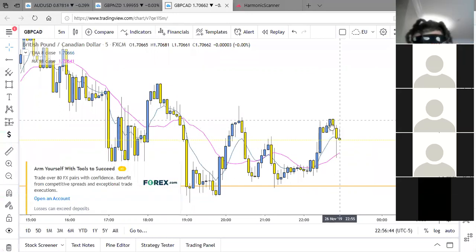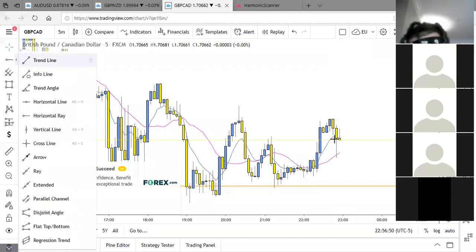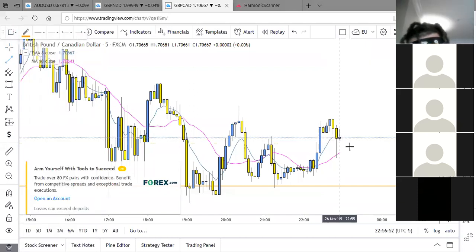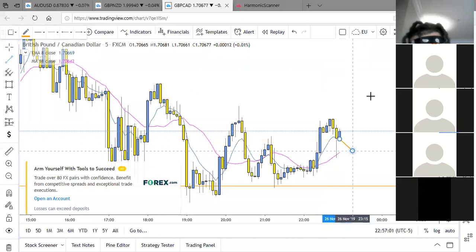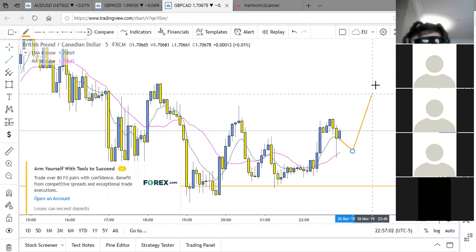But yeah, I definitely see price doing this though on GBP CAD. It might come down right here. Or it might just go up from where it's at now. I mean, I don't know. And then it's going to continue to go up.